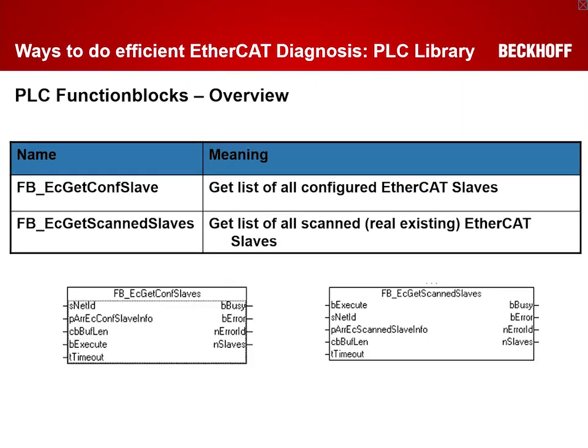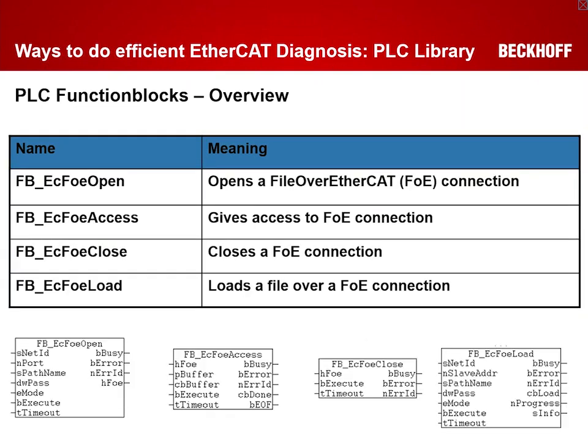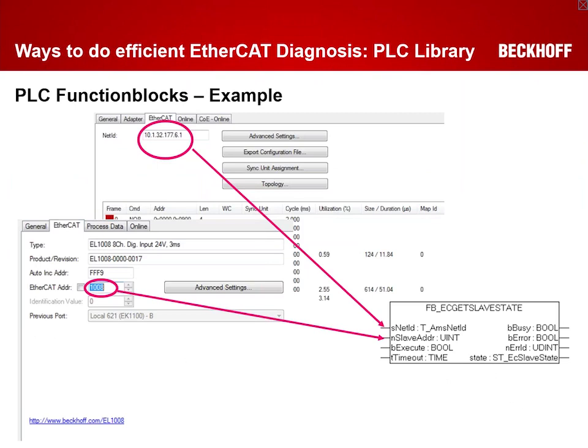What is also possible is that you can get a list of all the configured slaves, and you can compare this in the PLC with a list of all the scanned slaves, so that you can see if there is a mismatch between configuration and real physical available slaves. Also FoE, file over EtherCAT, is available in different function blocks, so that you can also update firmware via PLC code.